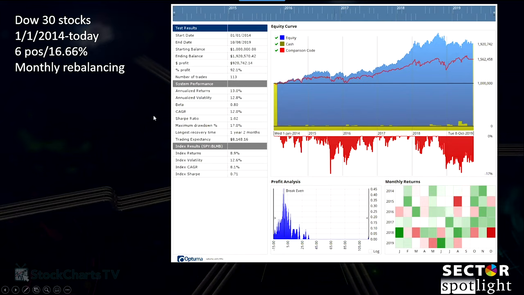Now, this is the one that does the same trick with the Dow 30. We're moving to the top quintile, buying six positions at 16.66%. We rebalance that every month, and you'll see that this system gains 13% while the index gains 8.9%. So we're actually gaining. But what's absolutely great is that the Sharpe ratio now is over one. That's really, really strong, while, of course, the index is still at 0.71. These are a couple of very basic system tests that I wanted to share with you.